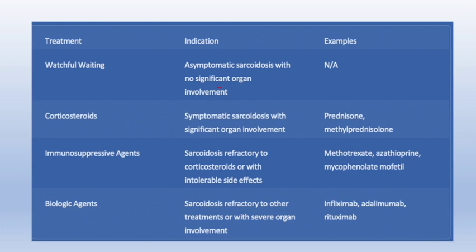Treatment may be in the form of steroids, immunosuppressants, and sometimes biologicals. And this is mostly given to patients who have significant organ involvement, or patients who are on steroids and we have to taper off steroids, we may give immunosuppressants. So organ involvement is something that really predicts how we are going to manage our sarcoid patient.